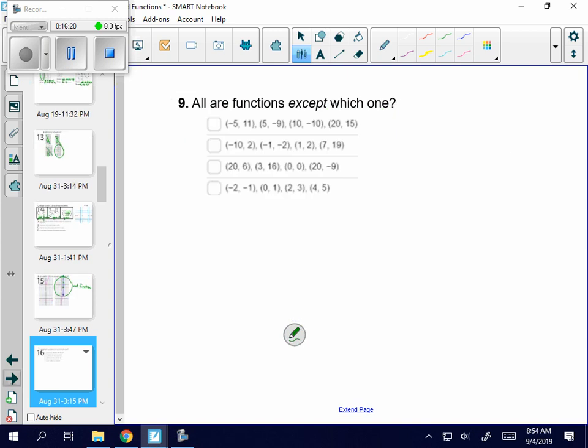Number 9, all are functions except which one? You pause the video and look for your answer. So we're looking for the one where my x's repeat, and that appears on this one. When I put in 20, am I getting out 6 or negative 9? I don't know. That makes that not a function.